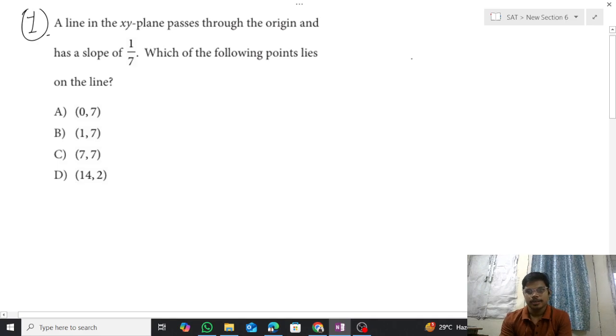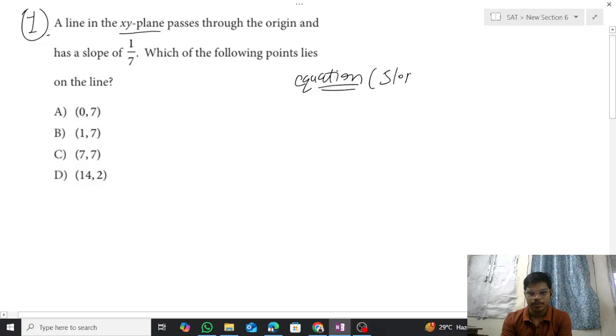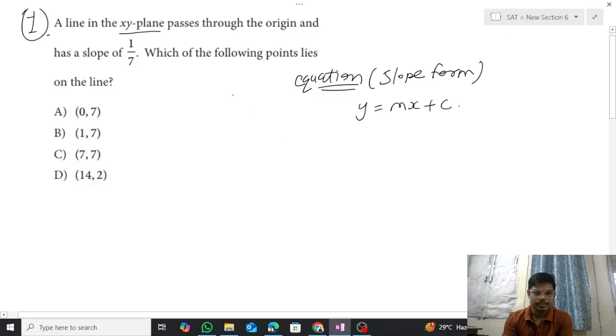So firstly, what is the question saying? We have a line in the xy plane. I hope you have an idea about the equation of a line. If I talk about the equation of a line in slope form, it is y is equal to mx plus c. But the question says the line passes through the origin.